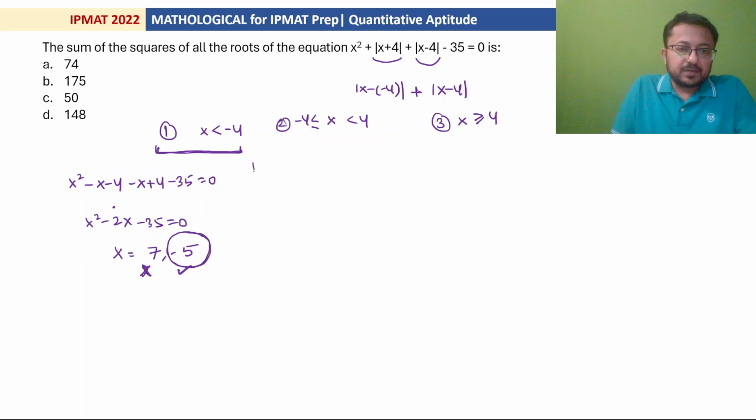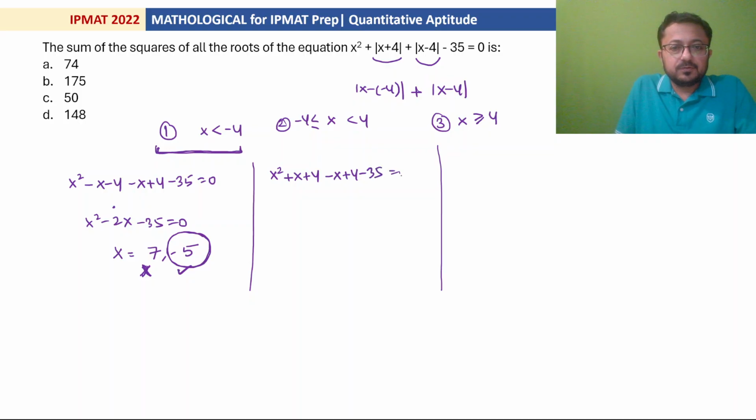Okay, second scenario, when x is between -4 and 4. If x is between -4 and 4, so in that scenario, modulus of x plus 4 will be opening with a positive sign, but mod of x minus 4 will be opening with a negative sign. So x squared plus x plus 4 minus x plus 4 minus 35 equal to 0. x and minus x gets cancelled out. So x square plus 8 minus 35. So x square minus 27 equal to 0. So x square is equal to 27. So x will be equal to plus root 27 and minus root 27.